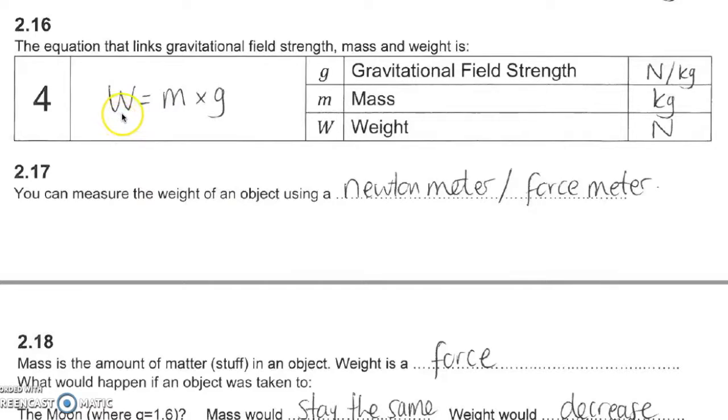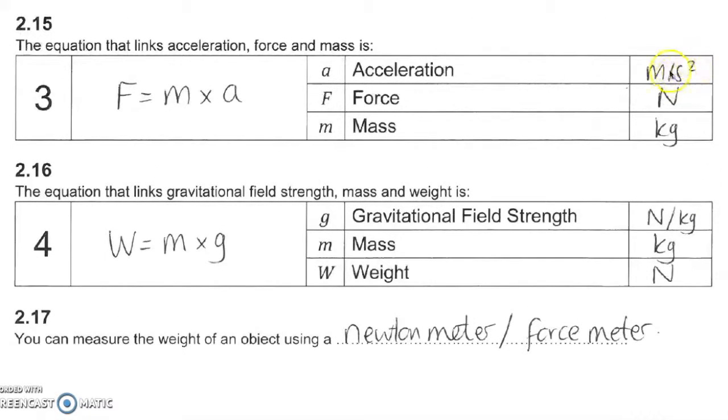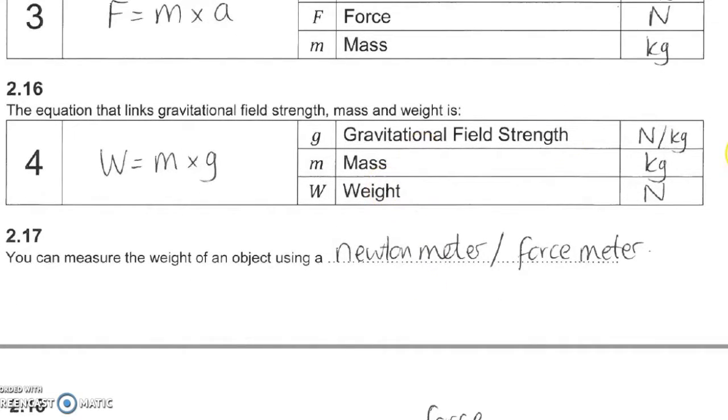So, the next equation is weight equals mass times the gravitational field strength, or the acceleration due to gravity. Please note that the units can be newtons per kilogram or meters per second squared, because it is also an acceleration. Mass is obviously kilograms, weight is newtons because it's a force.